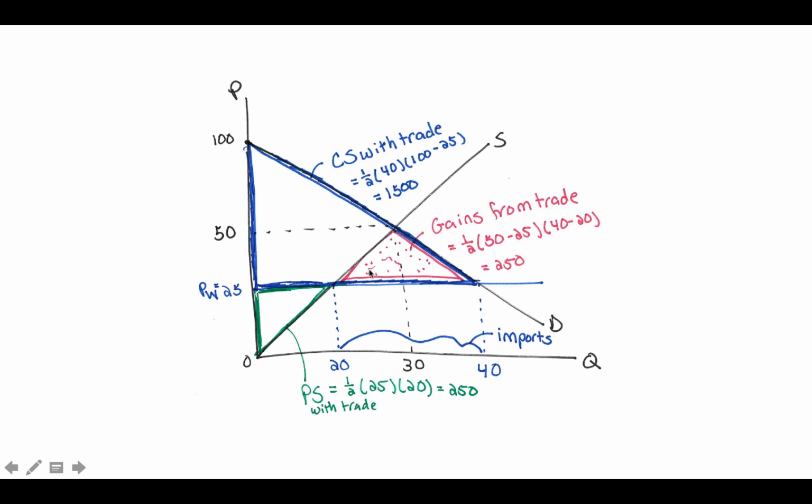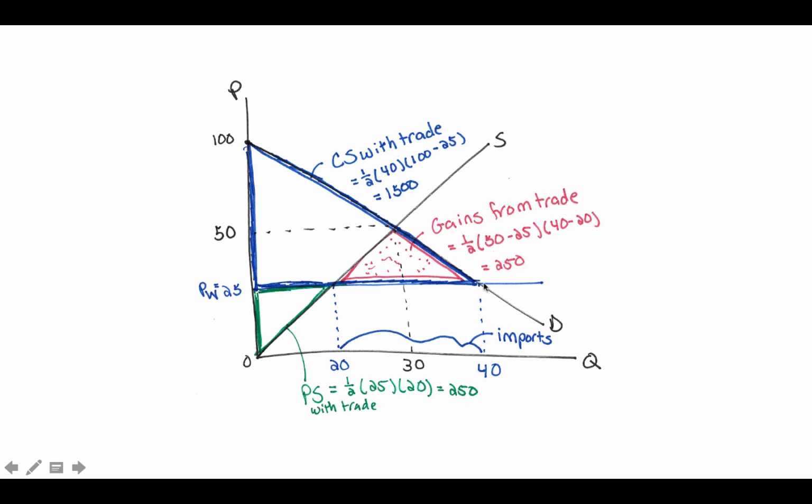And then the gains from trade, well, first of all, we want to do consumer surplus with trade. Consumer surplus is the area above the price, this is the world price, below the demand curve, all the way out to the amount that's traded. So it's this huge, big triangle right there. So consumer surplus is 1/2 times 40 times 100 minus 25, that's the height, which is 1,500. And then producer surplus with trade is equal to the area below the price, above the supply curve, all the way out to the amount that's produced. So in this case, producer surplus is 1/2 times the height of 25 times the base of 20, or vice versa, 250.